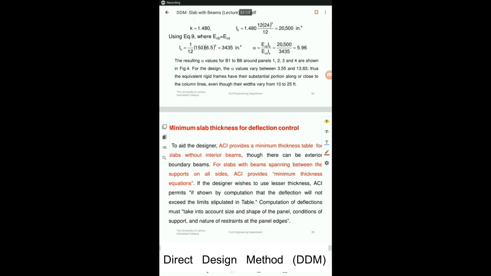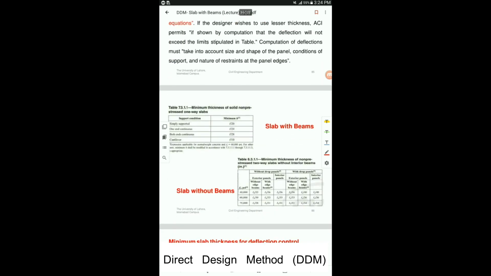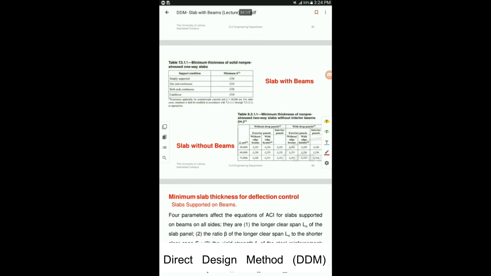Now because we have calculated the values of alpha, which is the flexural stiffness of beam to flexural stiffness of slab, for each of the T-beam and L-shaped beam in this numerical, the next step is to move towards finding minimum slab thickness for deflection control. As we have studied, we basically have two kinds of slabs, one with beams and one without beams. The one without beams are classified as flat slab and flat plate slab systems.